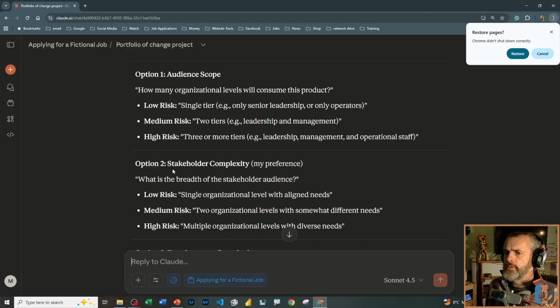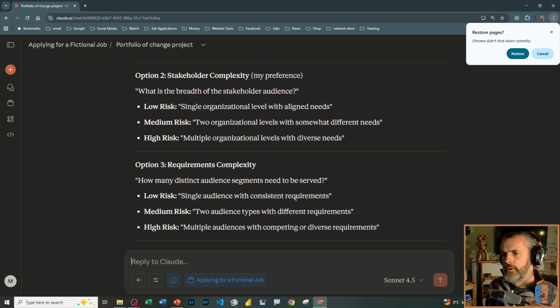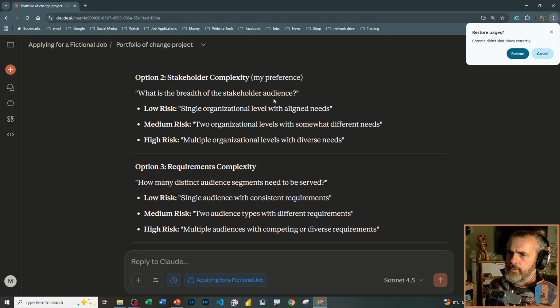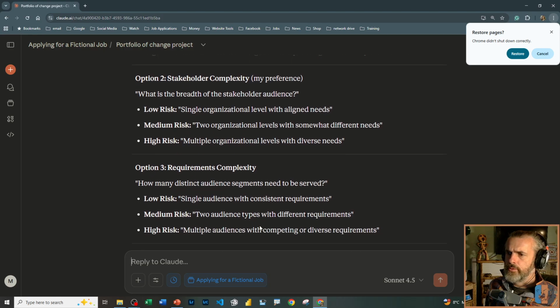Okay, so the next option. What is the breadth of the stakeholder audience? Single organizational level with aligned needs, two organizational levels with somewhat different needs, multiple organizational levels with diverse needs. I love that one. So the third option, requirement complexity. How many distinct audience segments need to be served? Single audience with consistent requirements, two audience types with different requirements, multiple audience types with competing or diverse requirements. That's very similar to, I'm going to go with option 3. How many distinct audience segments need to be served?